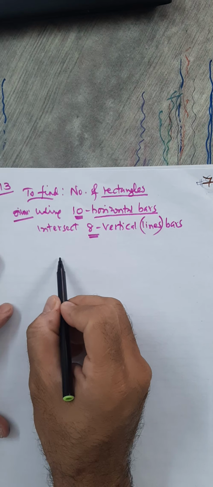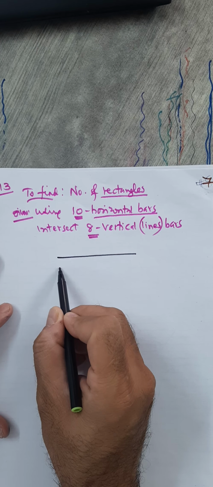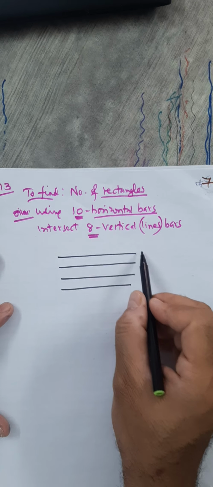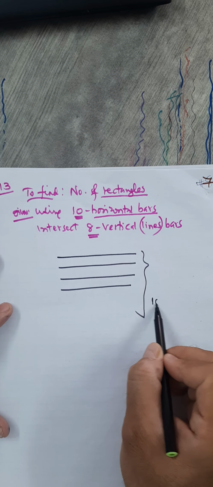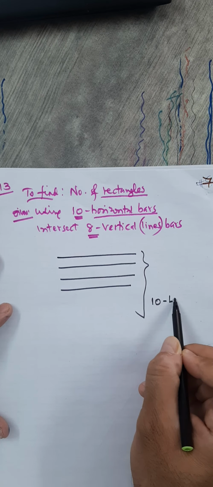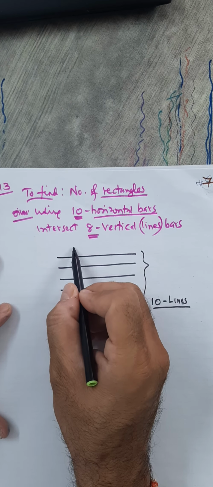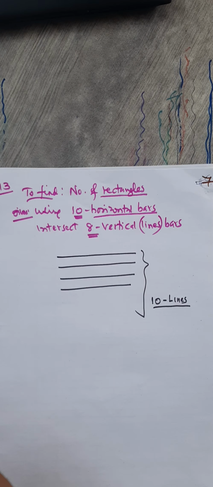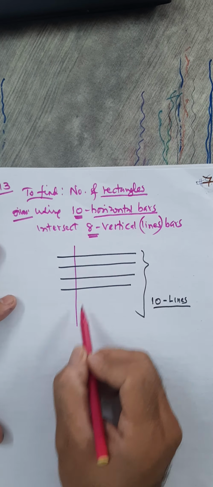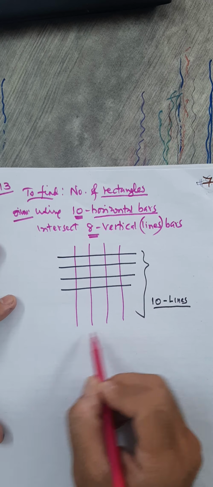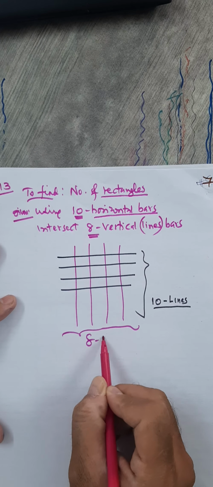For example, 1 horizontal, 2, 3, 4, and so on. How many? 10 horizontal lines or bars, whatever you write. Standing, how many? 8. There are standing how many? 8. So like this, 1, then 2, then 3, then 4, and so on. How many are these? 8.